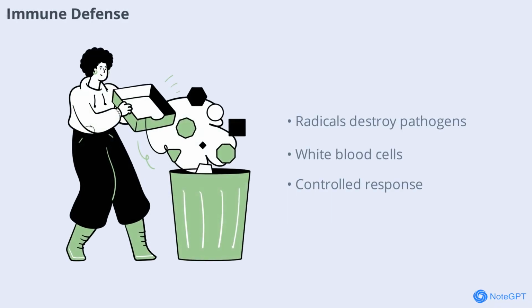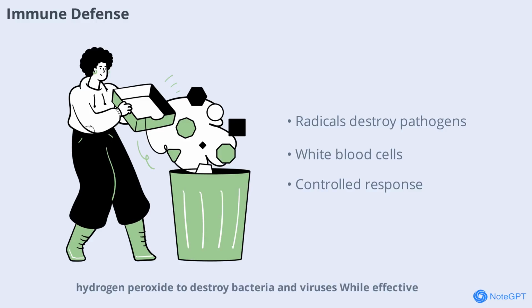The immune system uses radicals to fight off pathogens. White blood cells produce radicals like hydrogen peroxide to destroy bacteria and viruses. While effective, these radicals must be carefully controlled to avoid damaging healthy tissues. This dual role highlights the importance of radicals in both defense and potential harm.